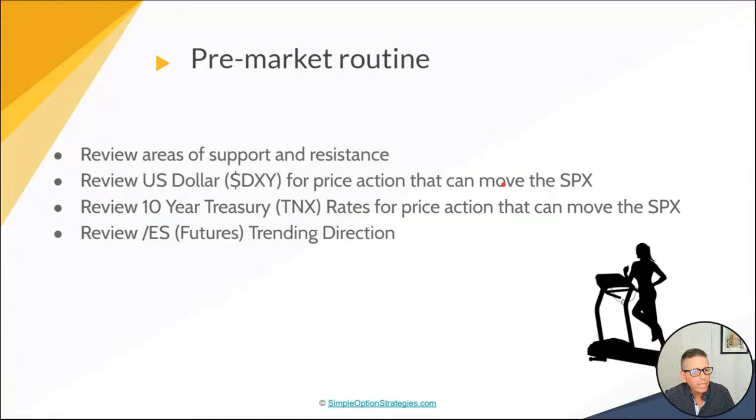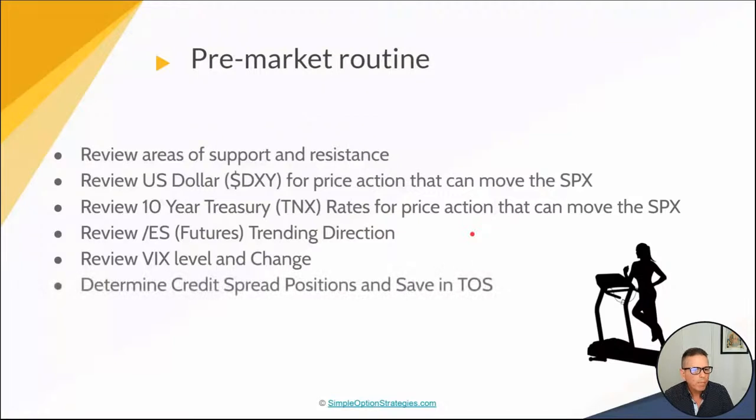I review ES futures. ES is basically the S&P 500 futures, and I review that for trending direction. Understanding the trend of overnight trading is important when looking at especially short-term trades. The VIX is a symbol for the volatility index for the S&P 500. Every stock, every index has a volatility index associated with it, and the VIX is for the S&P 500, and that's the one that I watch, okay, and keep an eye on.